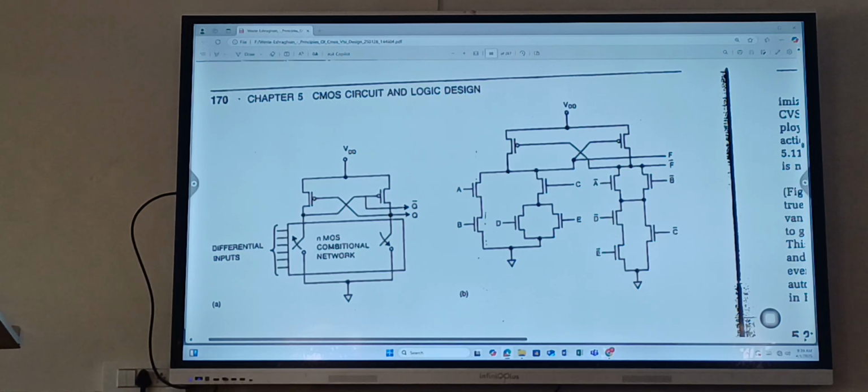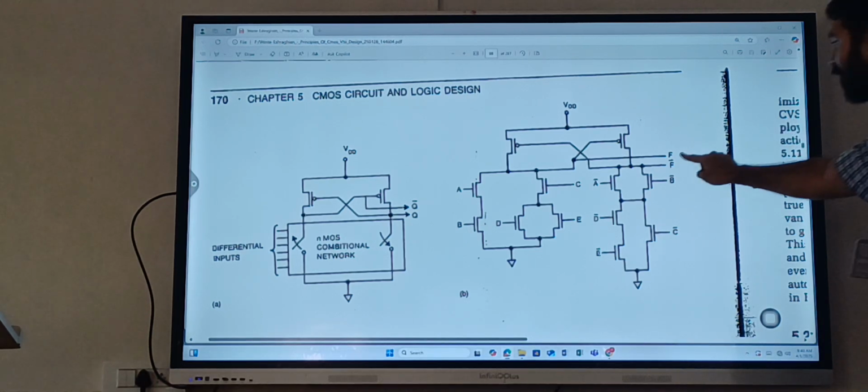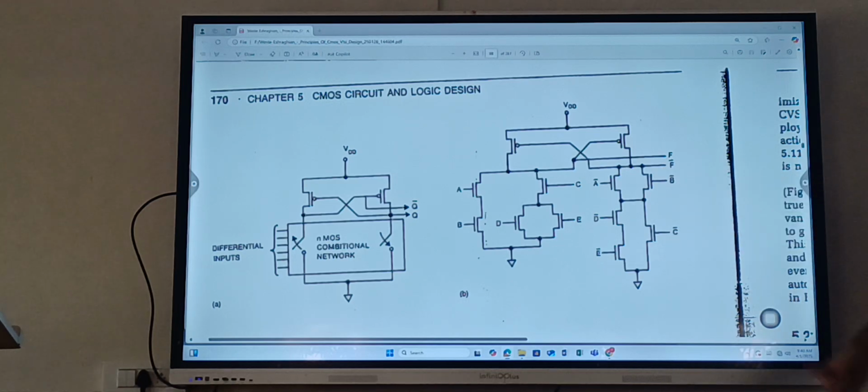Q and Q bar. So wherever I require two outputs and out of the two outputs one is the complement of the other, that is the point where I may use this kind of logic, where I am getting both the outputs, one output being the complement of the other.